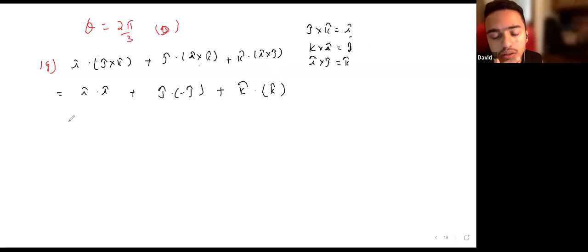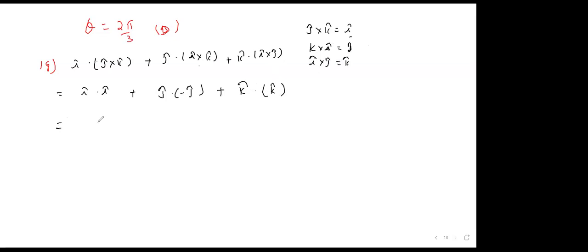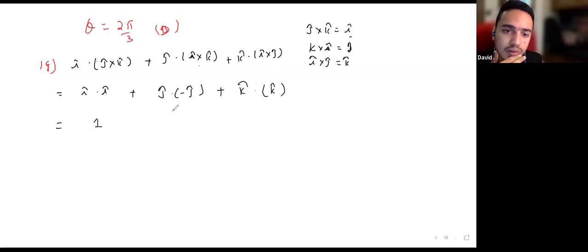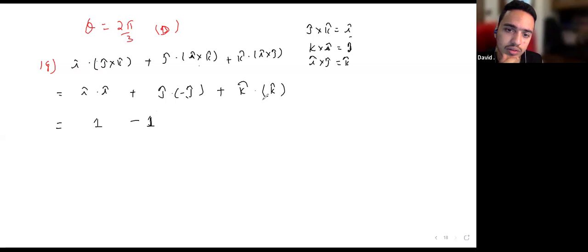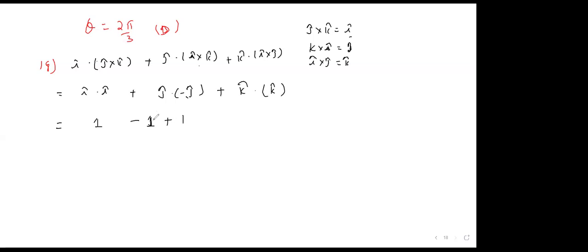I dot I is 1. J dot J cross is minus 1, because minus J is minus. So minus 1. And K dot K is 1. So the answer is 1.